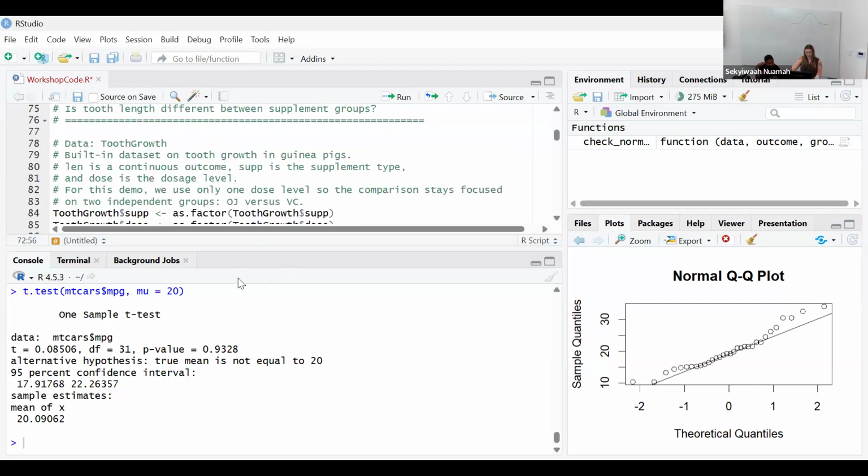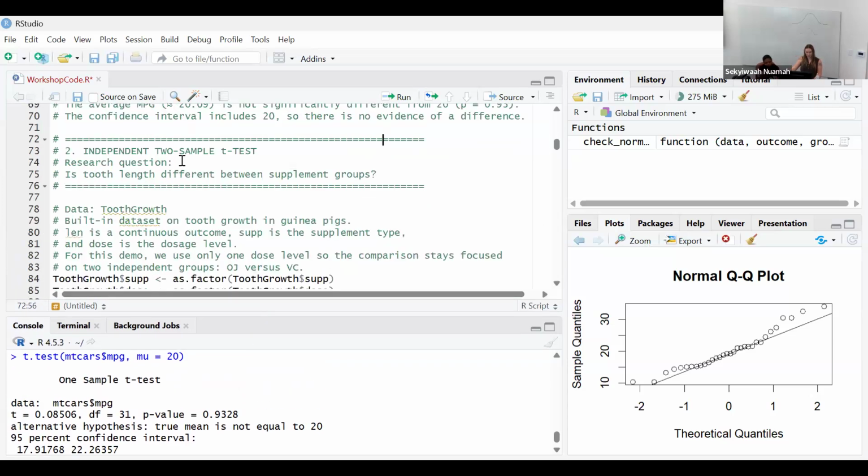All right, let's go ahead and move on to our next. We're going to do the independent two-sample t-test now. So now we're going to move on to the tooth growth data set. This data was collected on a bunch of guinea pigs. They measured the length of the guinea pigs' teeth, which I don't want to think about the logistics behind that. But it's a pretty cool data set.